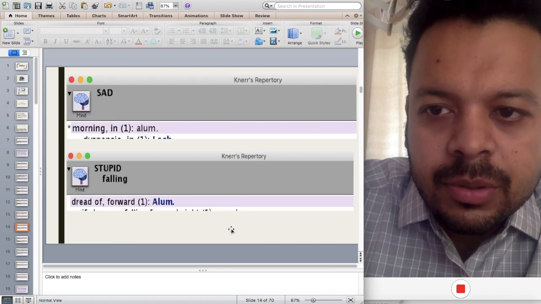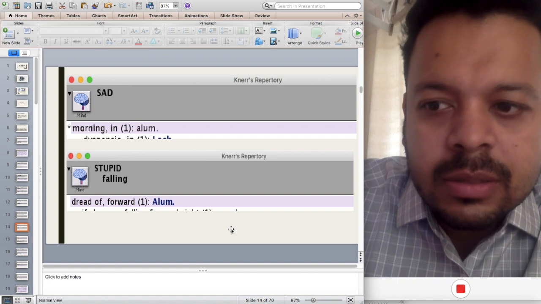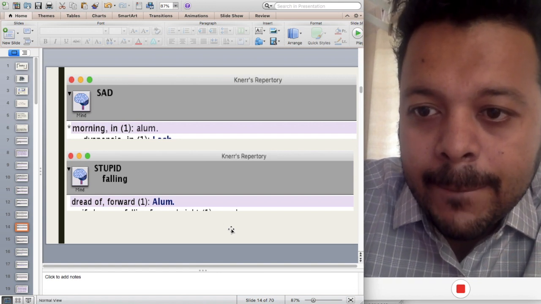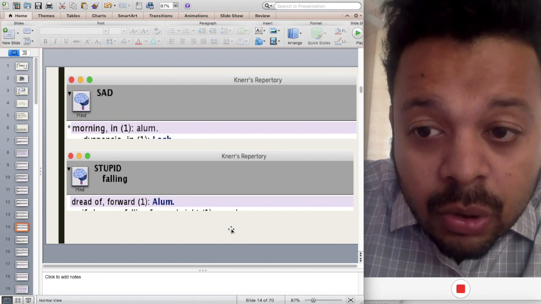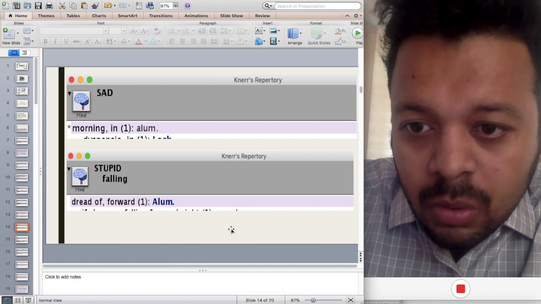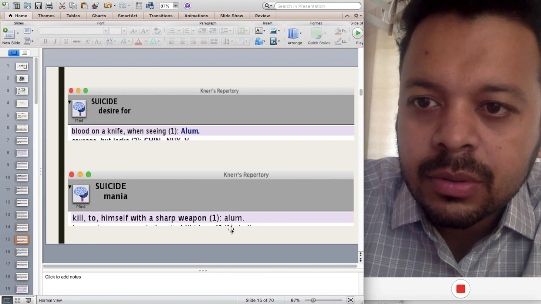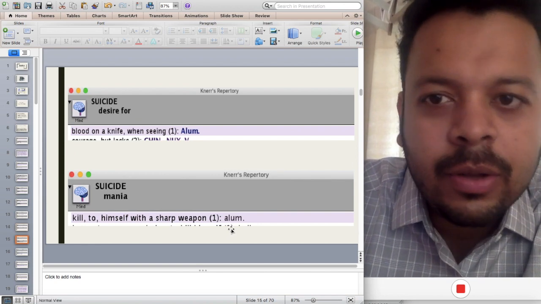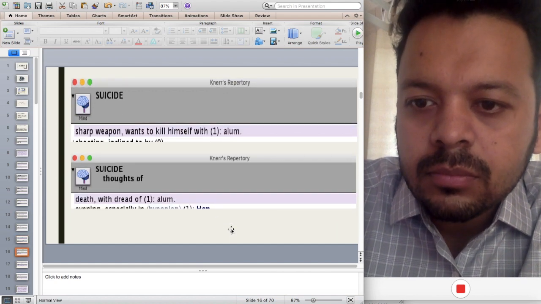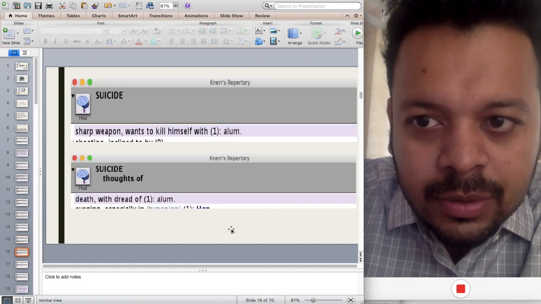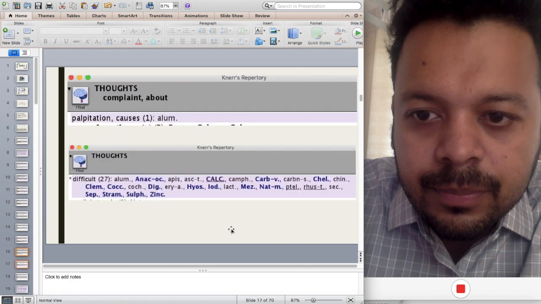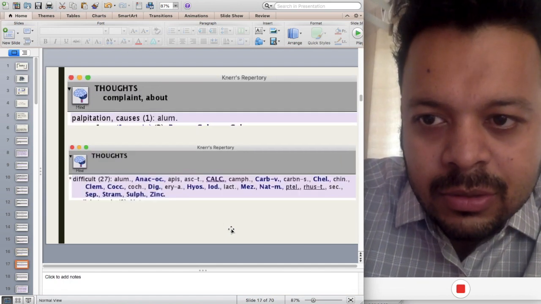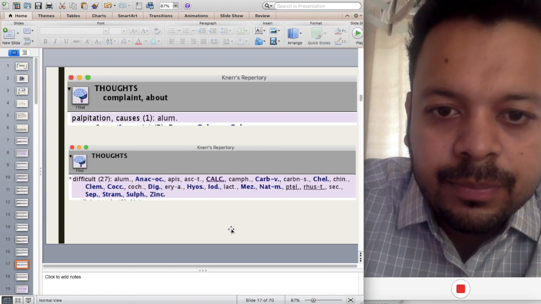One very important symptom is they can be very, very sad and depressed in the morning, like coccus cacti. Due to neurological symptom, they can almost be scared of falling upwards, downwards. I told you about the suicidal state of alumina. Especially sharp instruments. Think about alumina. Even thoughts of the complaints that he's passing through causes a lot of palpitation for alumina.